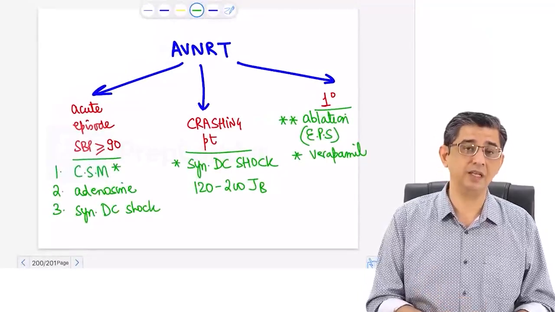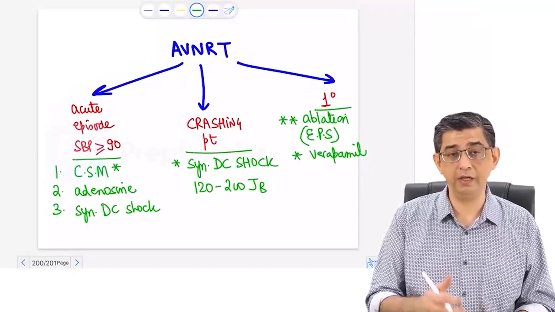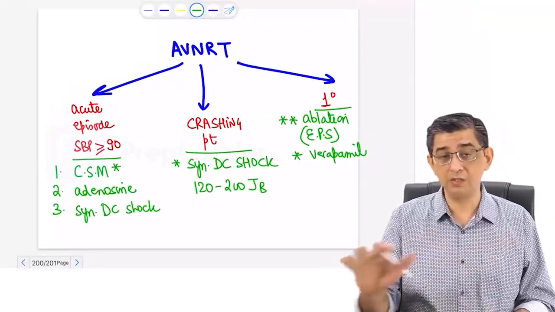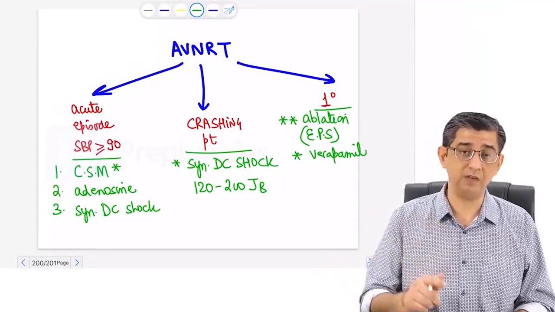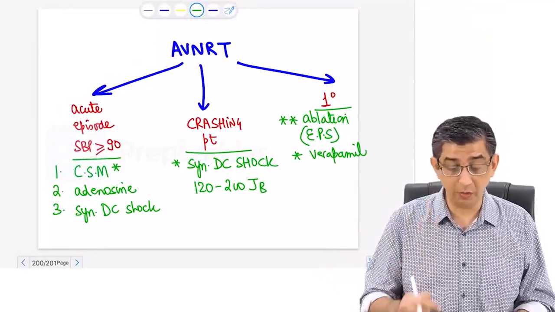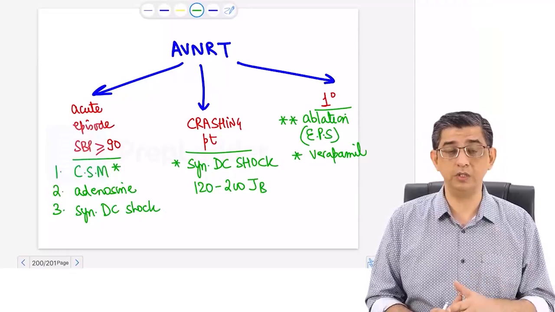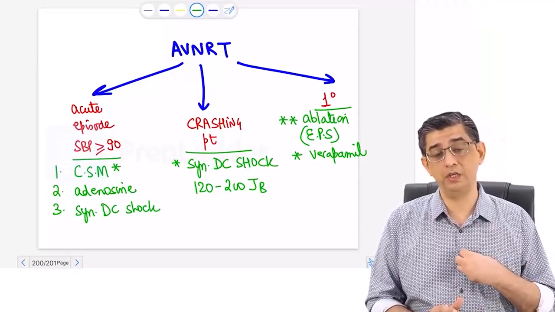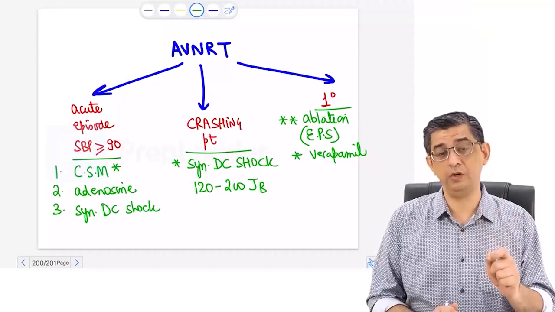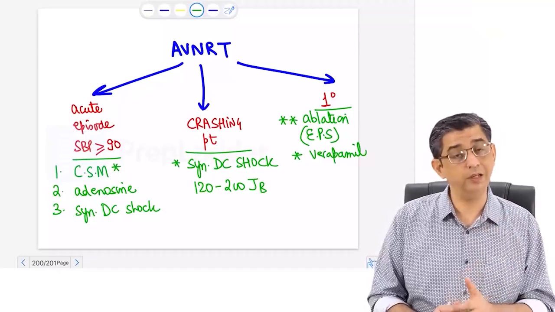So let's get the facts together. Acute episode, hemodynamically stable: carotid sinus massage. Do not answer carotid sinus massage if the person has atherosclerosis of the carotid artery. So keep a watch for that, because if they themselves tell you that this person had an embolic stroke, or is a known case of chronic stable angina, if they are giving you a situation for atherosclerosis, then you obviously need to be wary.